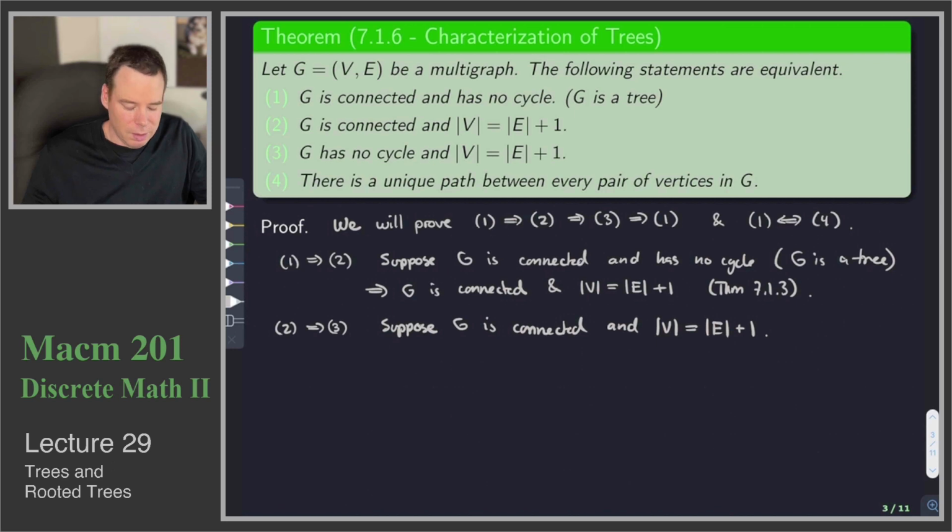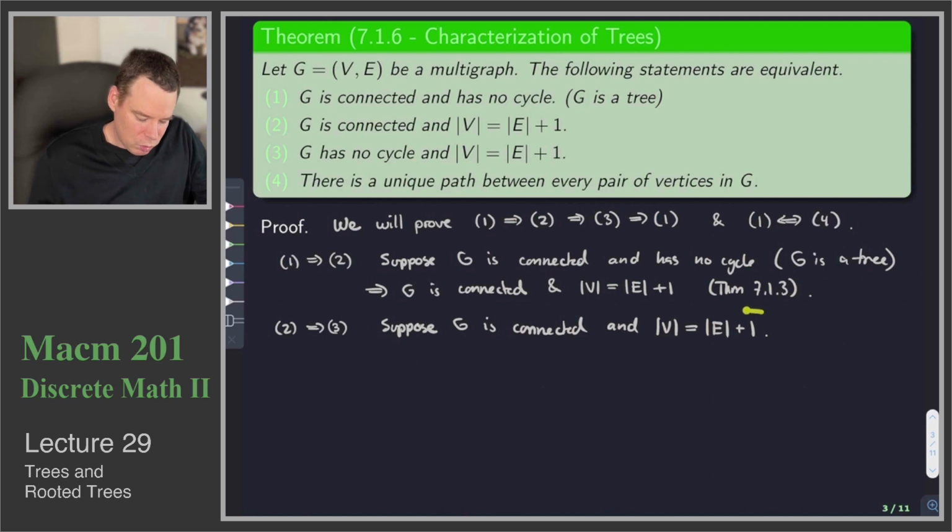The problem is I will no longer have this relationship because my edge set will have dropped by 1. But that's fine, because if there's still another cycle, I'll remove an edge. If there's another cycle, I'll remove an edge. So I keep removing edges until I get down to a place where it's still connected, but there are no more cycles to remove edges from. So now I have a graph that is still connected. It has no cycles, so it must be a tree.